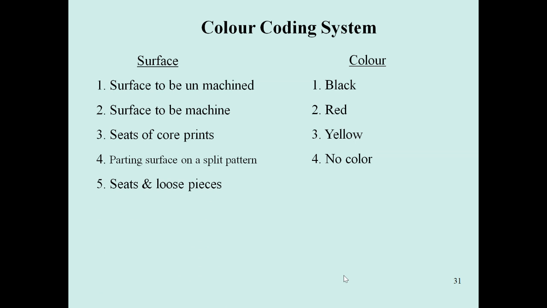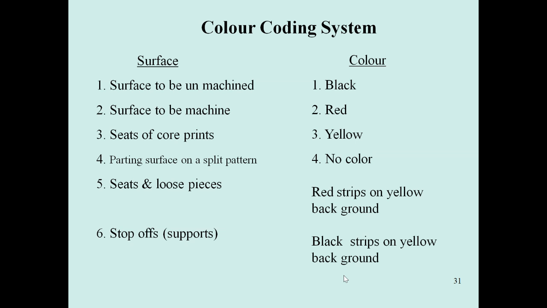Next, the fifth is seats and loose pieces: red stripes on yellow background. Next, the sixth one is stop offs, that is, supports: black stripes on yellow background.